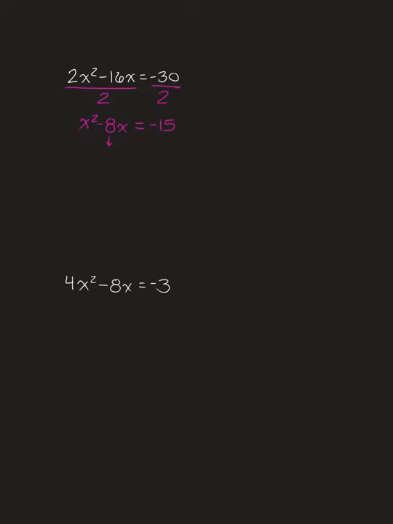Then we will divide our b in half. So negative 8 divided by 2 is equal to negative 4. And then we will square that, which gives us positive 16. So to complete the square here, we are going to add 16 to both sides.